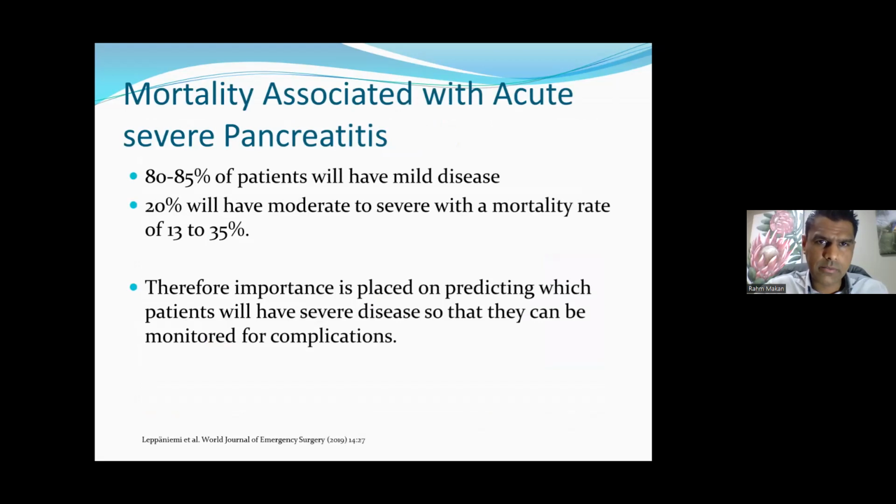So acute severe pancreatitis is associated with a very high mortality. But reassuringly, about 80 to 85% of the patients that we see have mild disease. The problem is with the other 20% who have risk of a high mortality, to accurately predict who is going to have severe disease so that we can then monitor those patients more closely for complications.